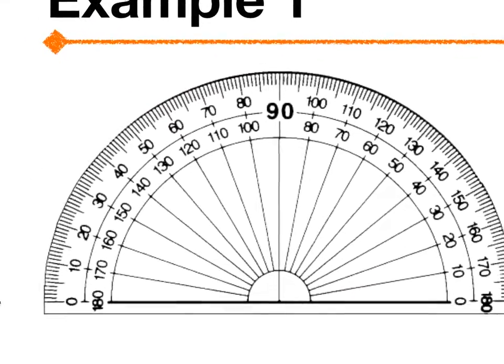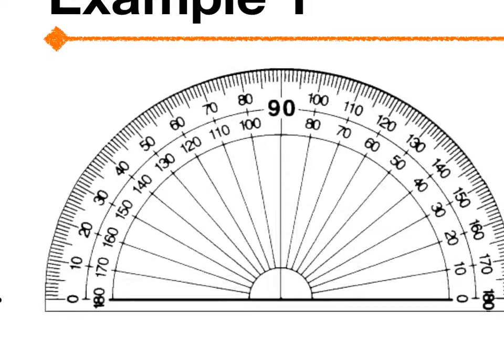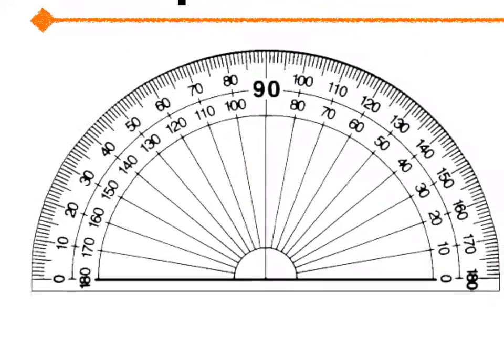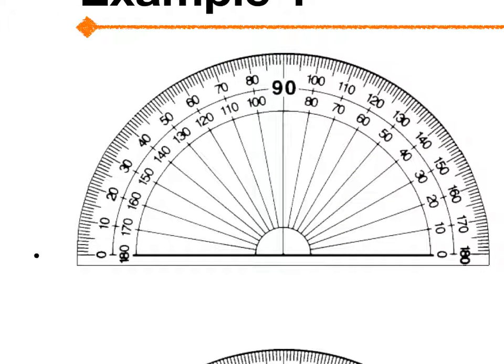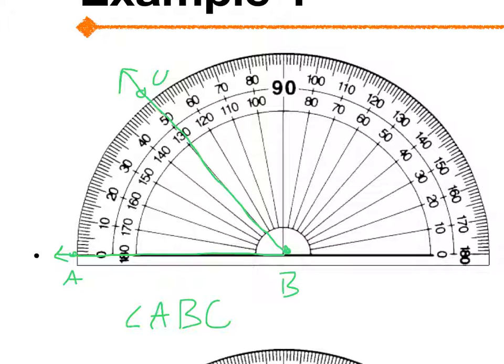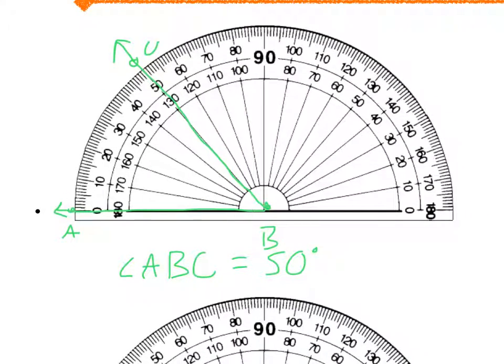Using a protractor. So we use a protractor to measure the degrees of an angle. So as you can see in this protractor, it's a semicircle, right? It's half a circle. So it's 180 degrees of a circle. If we had an angle that started at 0 and went to 50, and we called this angle, we would name it ABC, and it's equal to 50 degrees. Would it be acute, right, obtuse, or a straight angle? Acute.